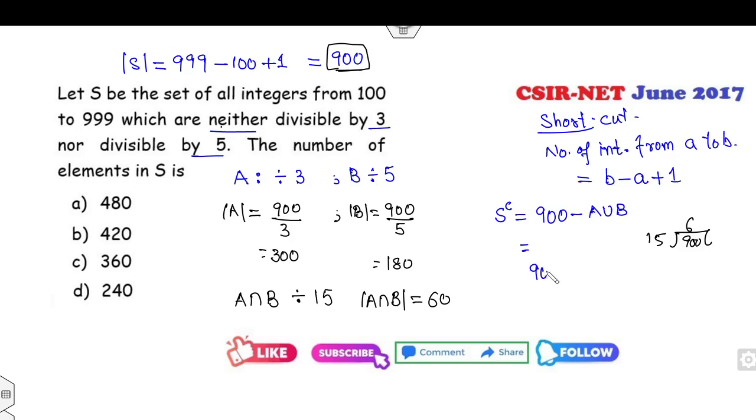So what is the 900? What is the A union B? That is A plus B minus A intersection B. So that will be my 4. That is 120, that's 420. 900 minus 420, that is A, my right answer of this problem.